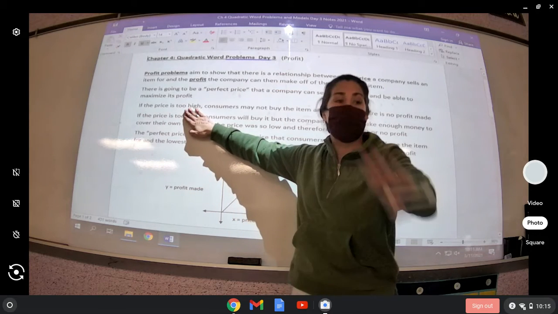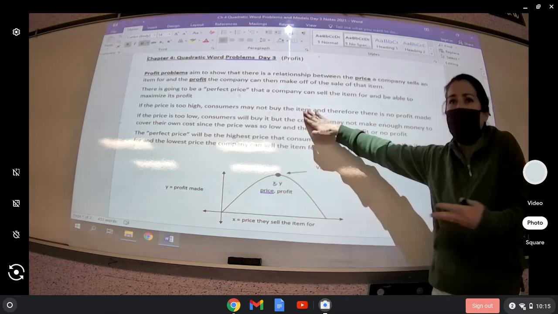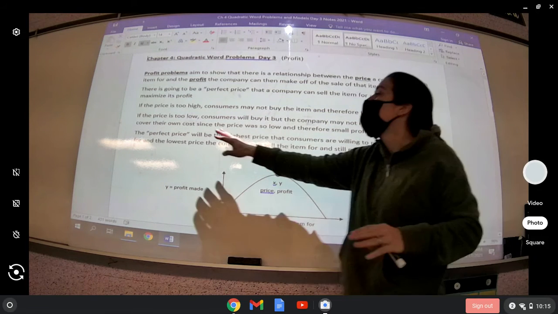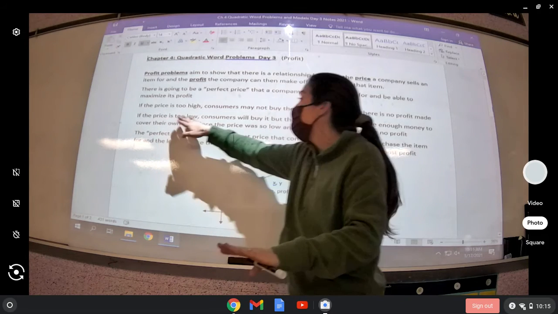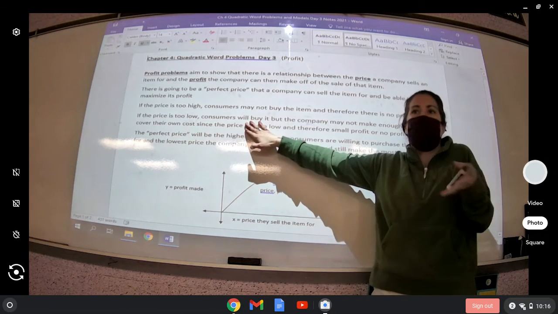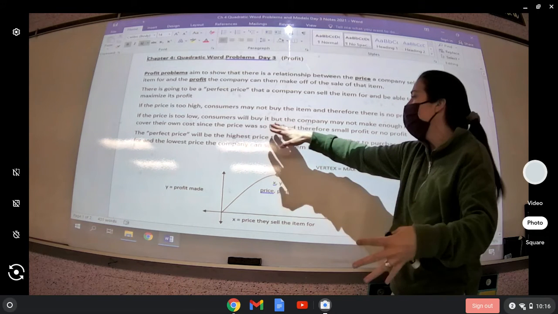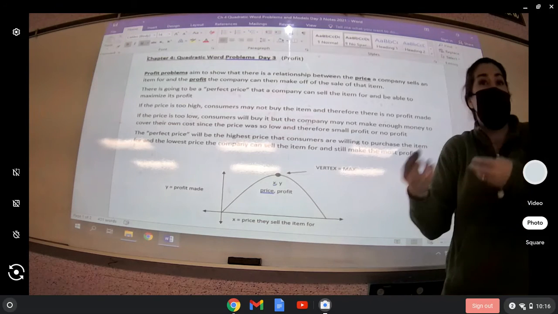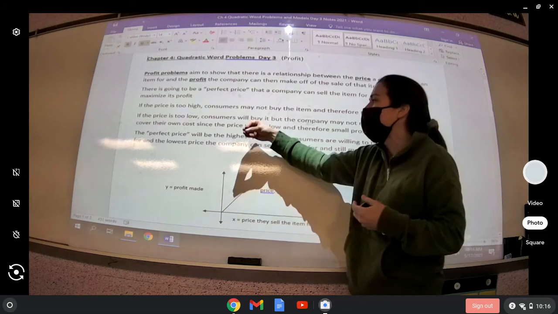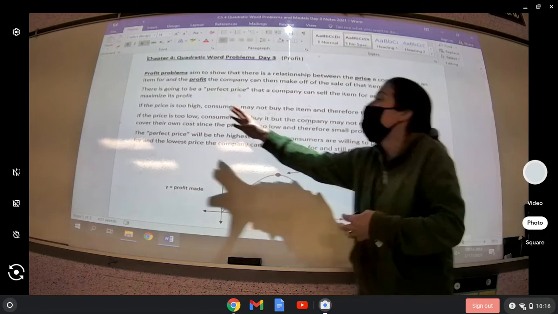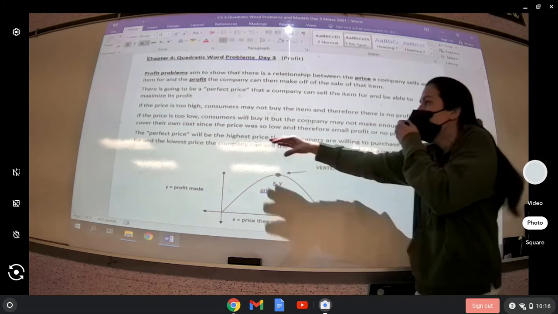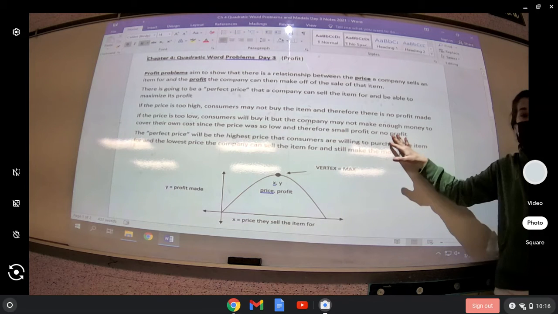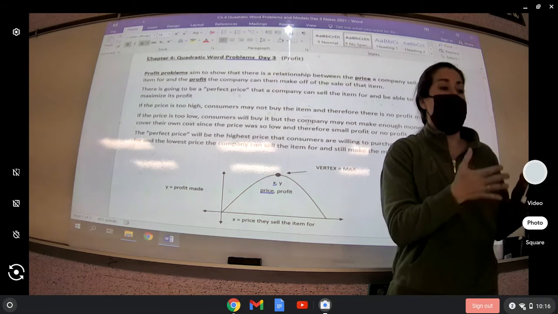If the price they sell the item for is too high, well guys, consumers may not buy the item, and therefore the company cannot make a profit. If they sell the item for a price that is too low, well the good news is consumers are going to buy it because the price is low, but if it's so low, the company may not be able to make enough money back to cover their own cost. Because remember, it costs the company to make the item, so they want to make sure they sell the item for enough money in order to make their cost back and then some. So in that case, if the price is so low, the profit might just be very small, or there might not be any profit because they didn't make enough money to cover their own cost.